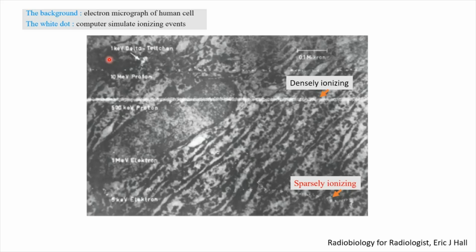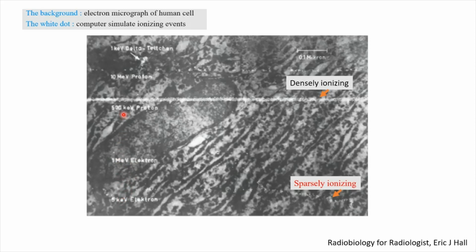The background image is an electron micrograph of a human cell, and these white dots are the computer simulation of the ionizing events. If you see the track for the 5 keV electron, you can see it has a sparsely ionizing track. And for the electron track at 1 MeV, the track becomes much more sparsely ionizing. So as energy goes up, the density of ionization goes down.